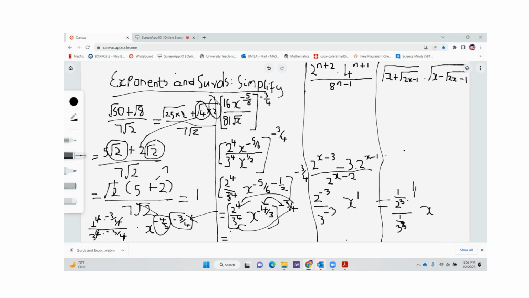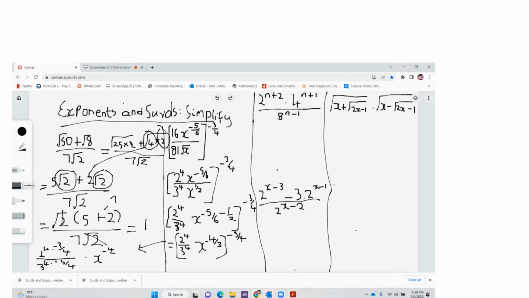All right. So 1 over 2 cubed will be 1 over 8. 2 cubed is 8 over 1 over 3 cubed. 3 cubed is 27. x equals to, so 1 over 8 divided by 1 over 27 will give us 27 over 8x, and that cannot be more simple than that. So the answer is 27 over 8x.